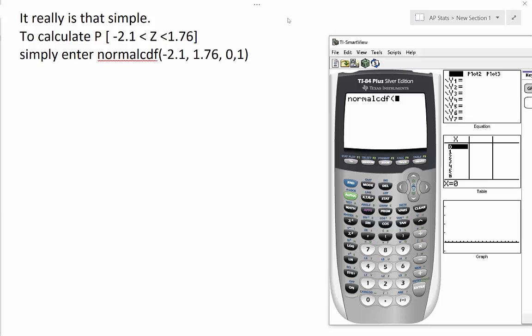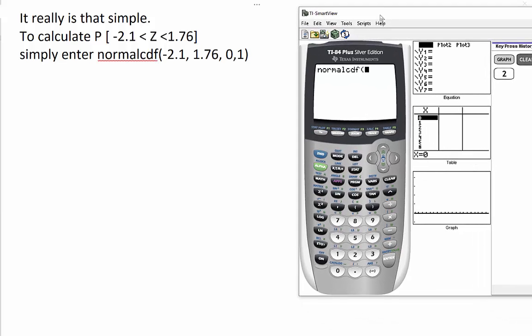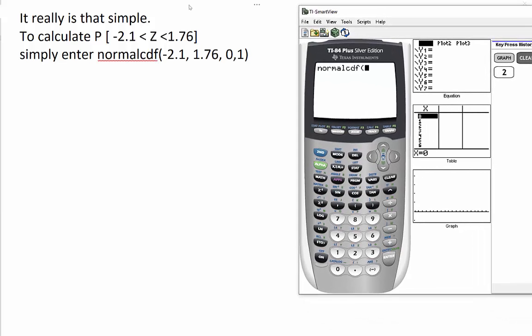If you needed to calculate the probability that the standard normal variable z lies between -2.1 and 1.76, that's all you do. You enter those things precisely. -2.1 lower bound, upper bound 1.76, comma, mean of 0, standard deviation of 1. And straight away you get the answer 0.94293.